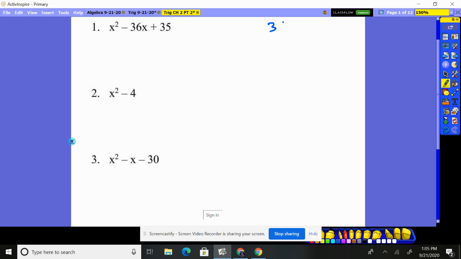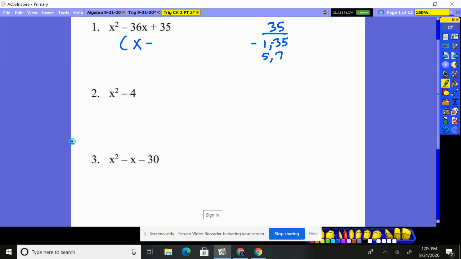I think of the multiples of 35. 1 and 35, 2 and nothing, 3 and nothing, 4 and nothing, 5, 7, that's it. So which of these are going to combine to give us that 36? Well, 1 and 35 can do it. Do notice that 36 is negative, but a negative 1 times a negative 35 is positive 35.